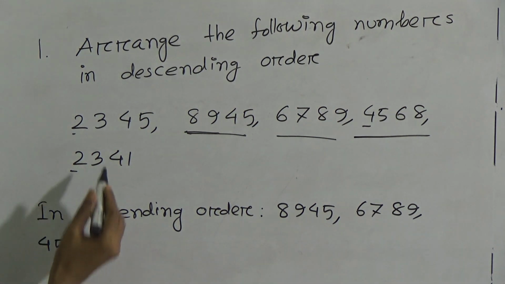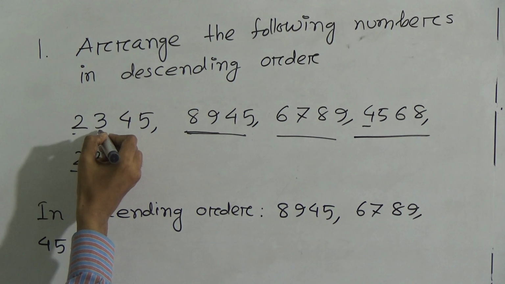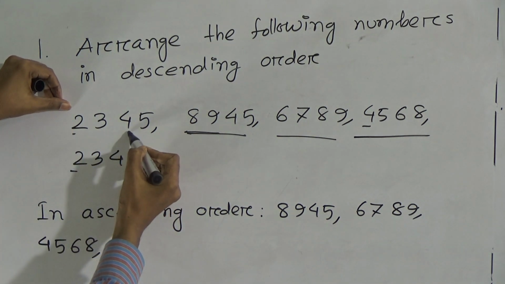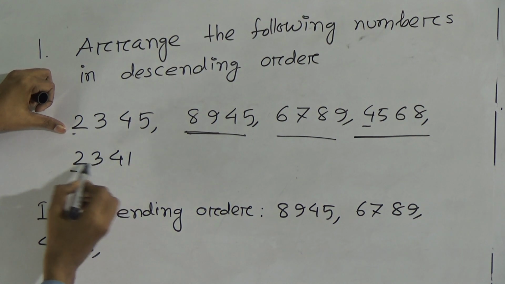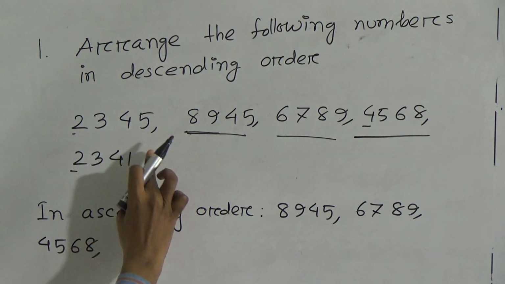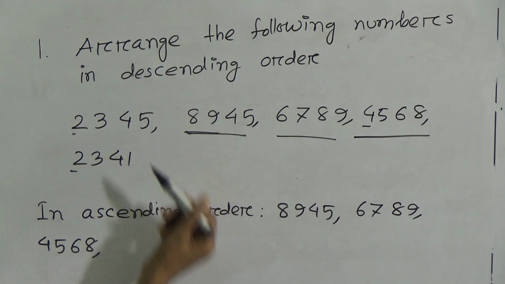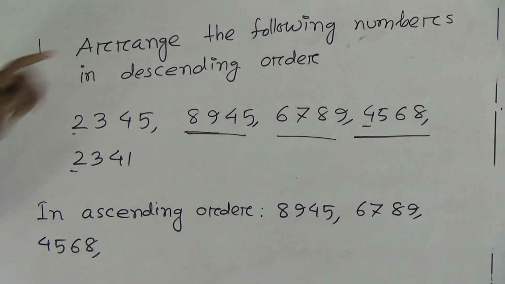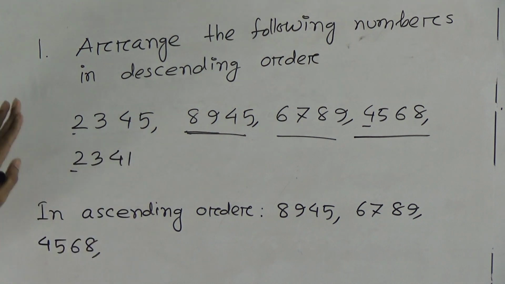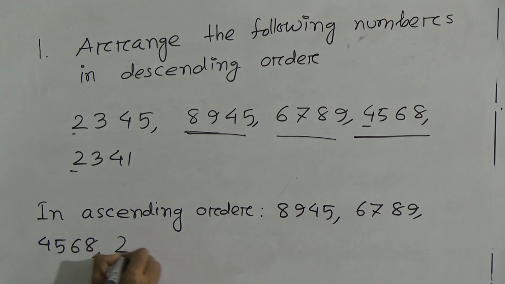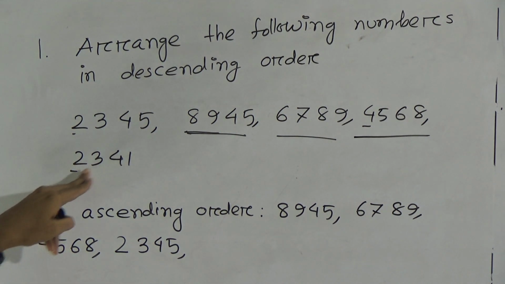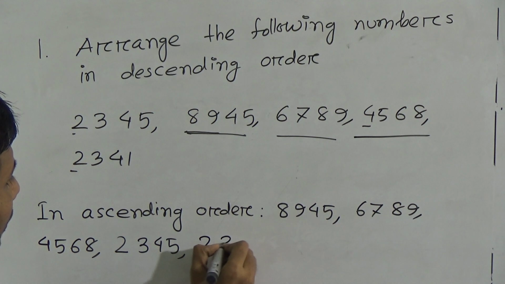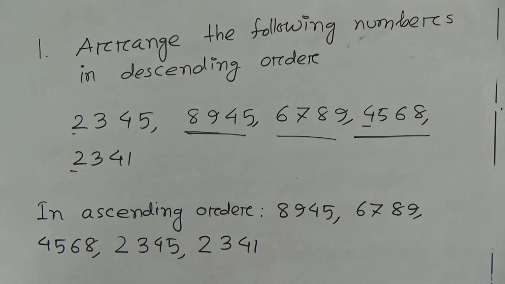2341. You see, look, tens place, hundreds place, and thousands place, all are the same. But you see, the ones place is 5 and the ones place is 1. So which one is the bigger? Obviously 2345, that means 2345. Right here 2345. Now which one is left? Left is 2341. Right here 2341. Like this way, you have to arrange in descending order.